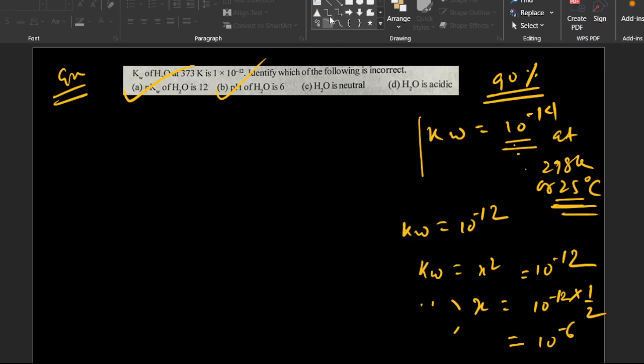And H2O is neutral. Yes, H2O is neutral, because of Kw of water at this temperature. If the temperature is increasing, then the Kw value also increases. So it has gone to 10 raised to minus 12. So it is occurring at neutral only. So it is neutral. And H2O is acidic? No, this is at neutral. So the incorrect option is option D. So for this, D is the answer.